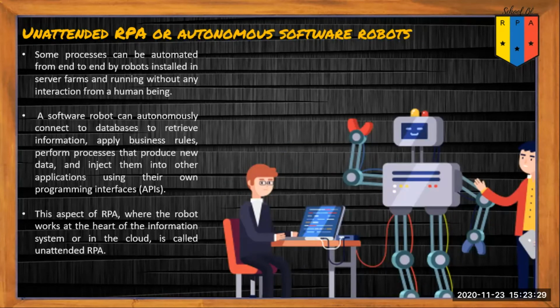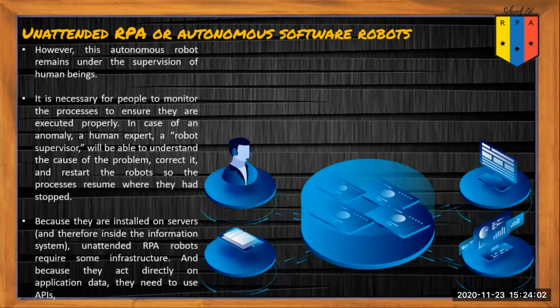Some processes can be automated from end to end by robots installed in server farms and running without any interaction from a human being. A software robot can autonomously connect to a database to retrieve information, apply business rules, perform processes that produce new data, and inject them into other applications using their own programming interface or APIs. This aspect of RPA, where the robot works at the heart of the information system or in a cloud, is called unattended RPA. However, this autonomous robot remains under the supervision of human beings.